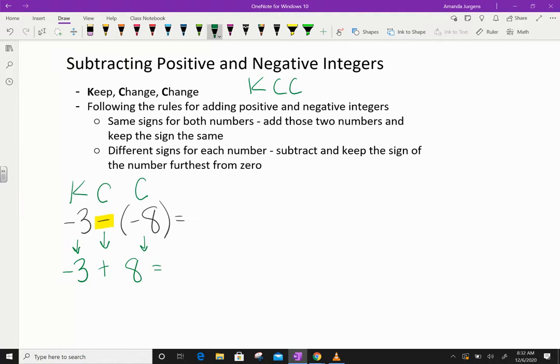Our second step tells us that we need to follow the rules for adding positive and negative integers. So now I look to see if my signs are the same for both numbers. If they're the same, then I'm going to go ahead and add those two numbers and keep the sign the same. If they end up being different, I am going to end up subtracting, and I'm still going to look to see which number is furthest from 0, and that's the sign I'm going to keep. So even though we've changed this to an addition problem, we might still subtract because we have to look to see if my signs are the same or if they're different.